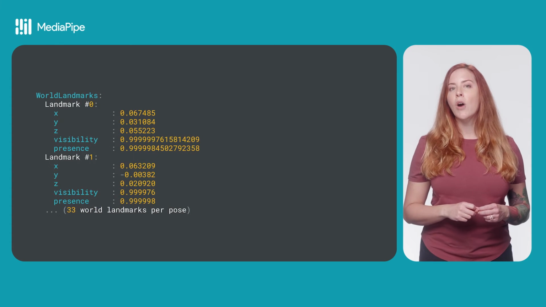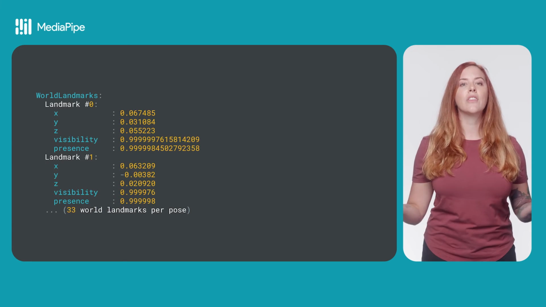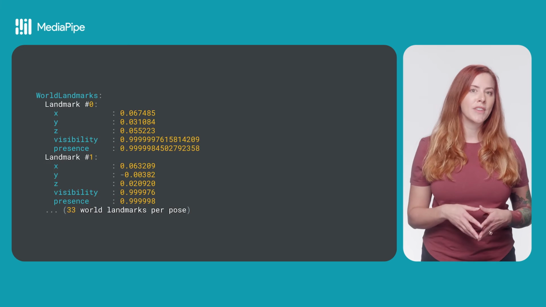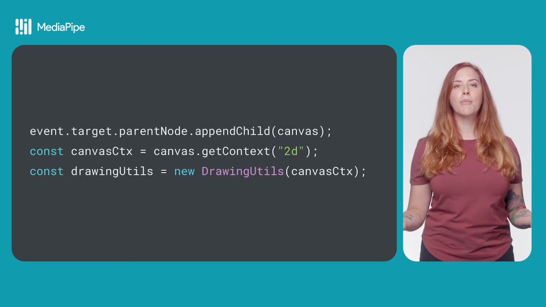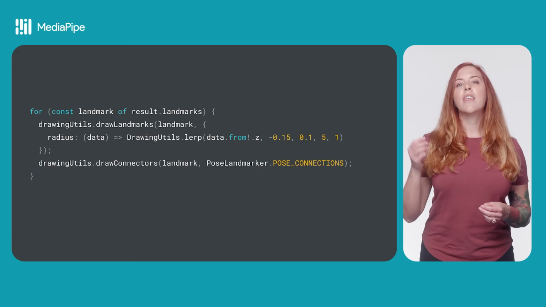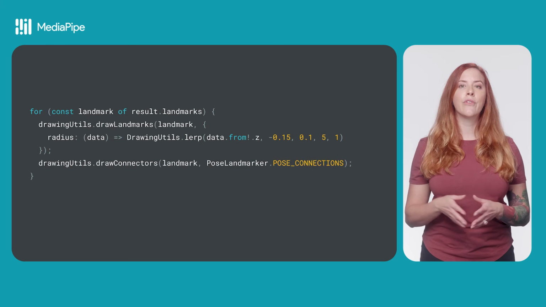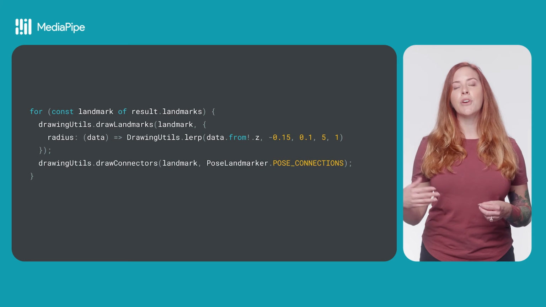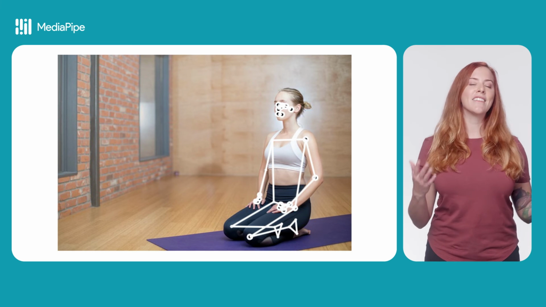World landmarks include X, Y, and Z attributes representing the real-world three-dimensional coordinates in meters, with the midpoint of the hips as the origin. They also include a visibility attribute, which again is the likelihood of the landmark being visible within the image. The Task Vision package has a built-in helper function for drawing pose landmarks and pose connections on a canvas element. First, create an instance of the Drawing Utils class. Then iterate through the pose landmarks and call the drawingutils.drawLandmarks method, passing the landmarks and a radius value. You can draw pose connections using the drawingutils.drawConnectors method, passing the pose landmarks and the pose connections attribute from the pose landmarker class. This results in landmarks drawn on the canvas, like this image here.